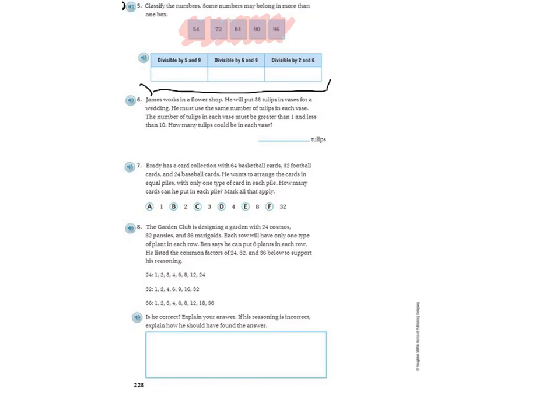Now again, you need to read carefully. Some numbers may belong in more than one box. And this is where we use divisibility rules. Now, you could sit and divide all these if you want. I don't really want to, but if you'd like to, you certainly can. Now, again, I remember saying, be very methodical with this, all right? Start from the left and work to the right. That's what I like to do. Start with 54. We're going to start with 54.